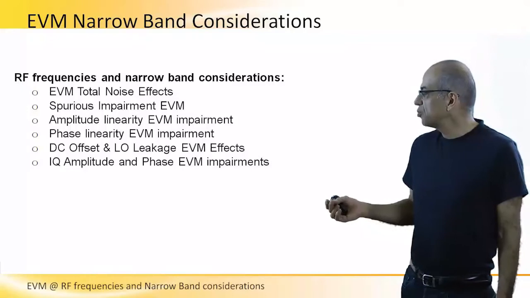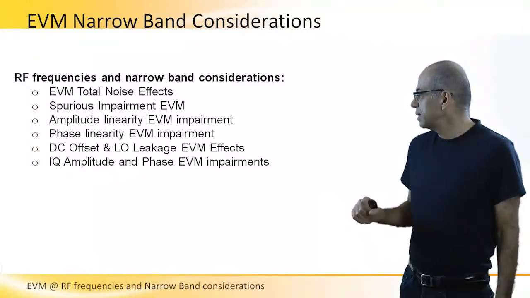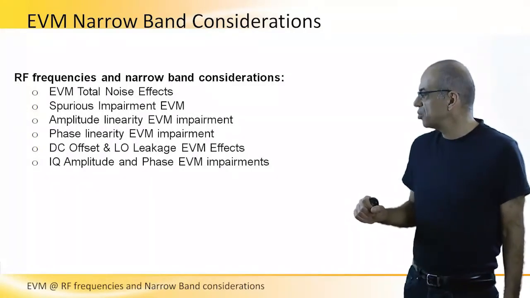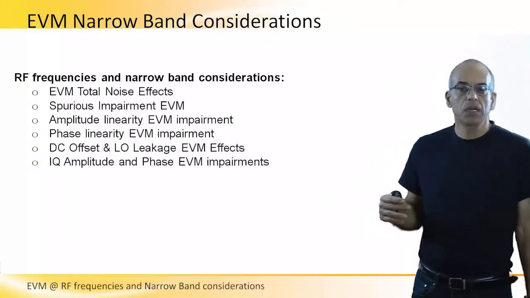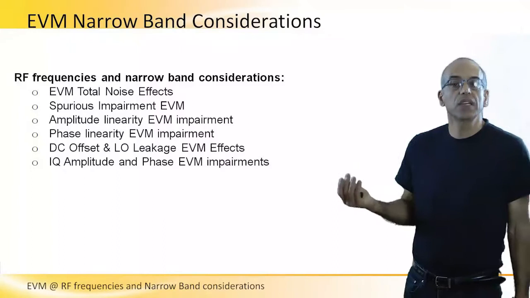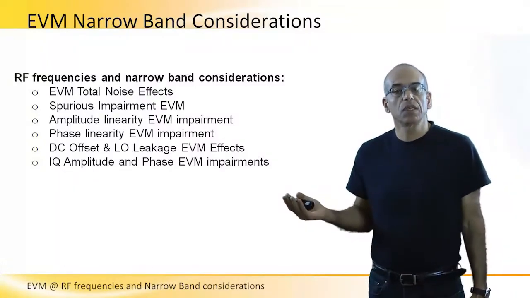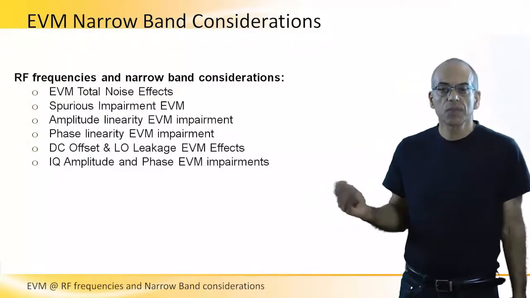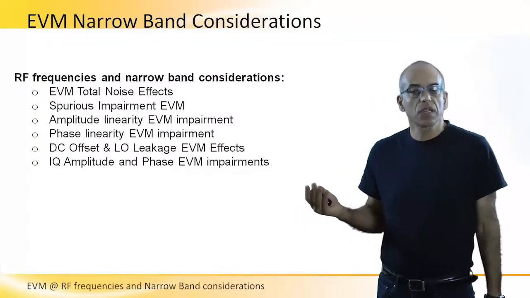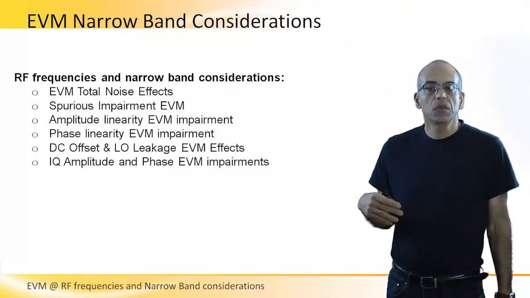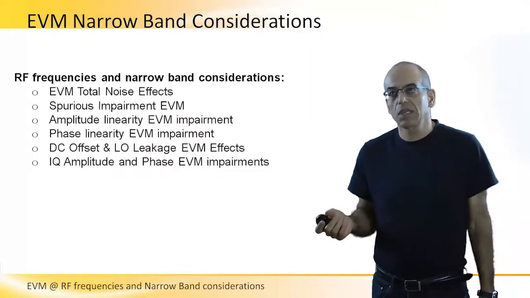Talk about spurs. Later on we will mention intermodulations, linearity, EVM impairments, phase linearity, especially in baseband filters, DC offset and LO leakage effects, and IQ, both amplitude and phase impairments.